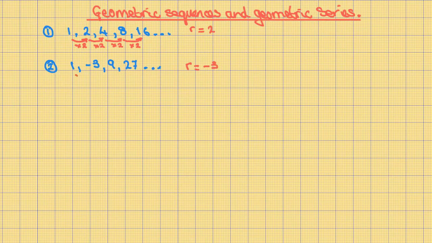If you multiply 1 by minus 3, you get minus 3. If you multiply minus 3 by minus 3, a minus and a minus gets a plus, and minus 3 times 9 gives you minus 27.